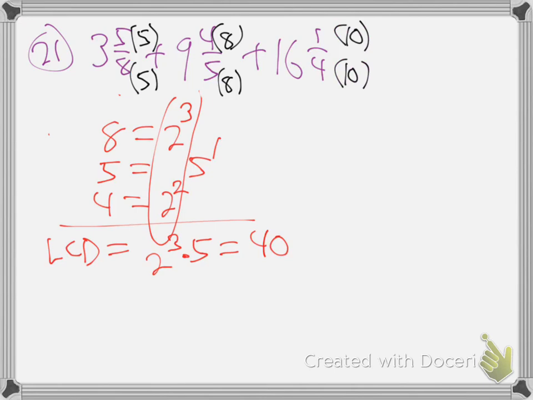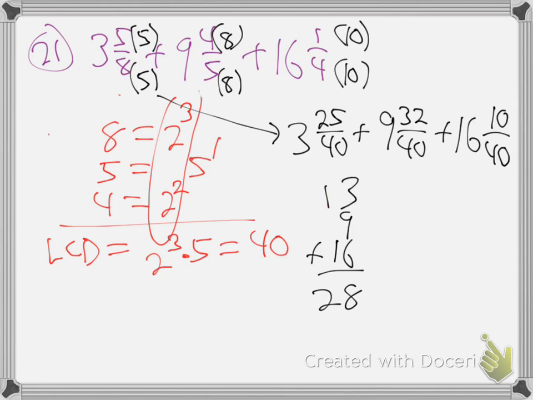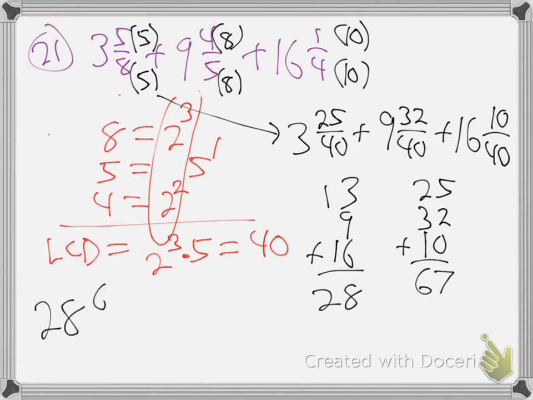So what do we get then? Bring it over here. We get 3 and 25/40ths plus 9 and 32/40ths plus 16 and 10/40ths. So I'm just going to add up the whole numbers separately. What's that? 12, 15, 18. So 28. And then add up the fractions separately. 25, 32, 10. 67. So what do we got? 28 and 67/40ths.